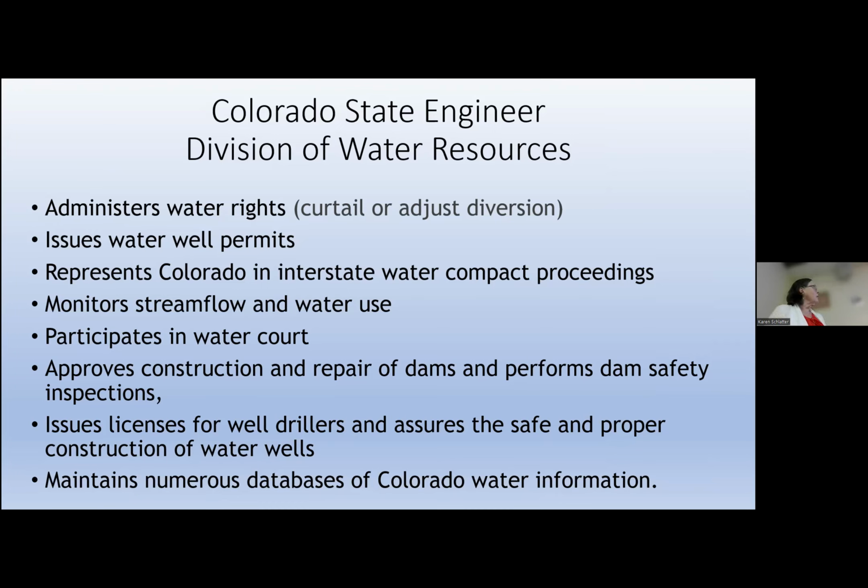He also issues well permits, works on interstate water compact proceedings, specifically on the South Platte and other areas, and monitors stream flow and water use. If you have a question about how much water is running in the river in Fort Collins, you can go to a map at the Division of Water Resources. They'll show you where all the gauges are. You can pick the gauge on the South Platte River going through Fort Collins, and it'll tell you exactly how much water is running by at that time in CFS. Lots and lots of data.